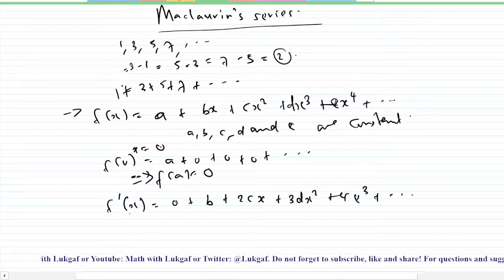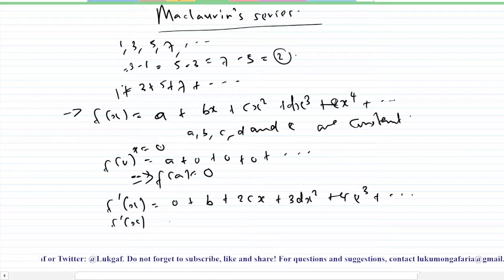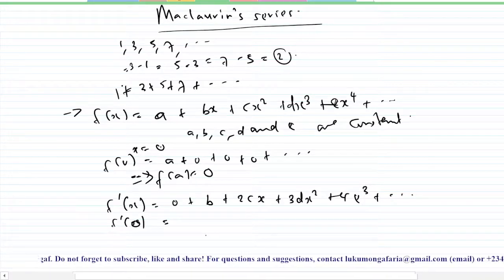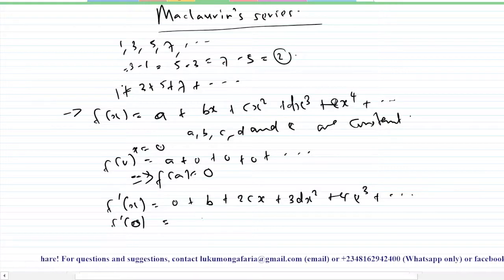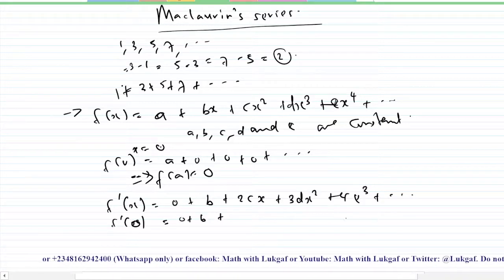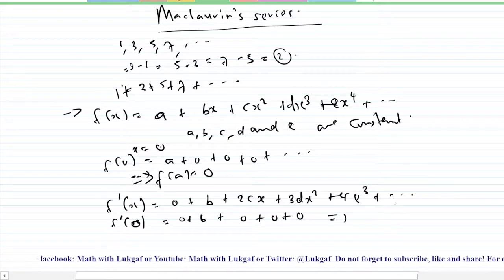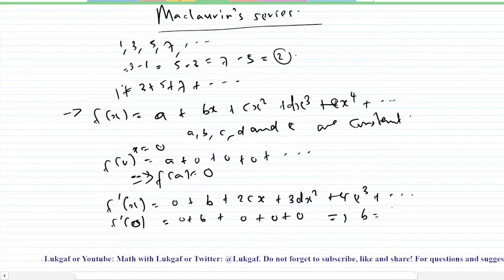Then you still put x to be 0, that is your f prime of 0. So f prime of 0 means wherever you see x before in the value of f prime of x, you substitute 0. Then this one will give me 0 plus b plus 0 plus 0 plus 0. So that implies that your b is equal to f prime of 0.